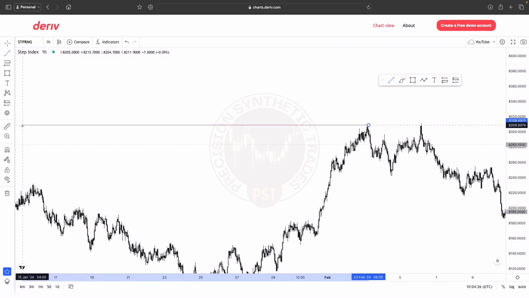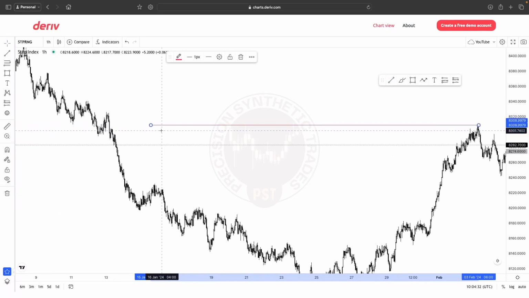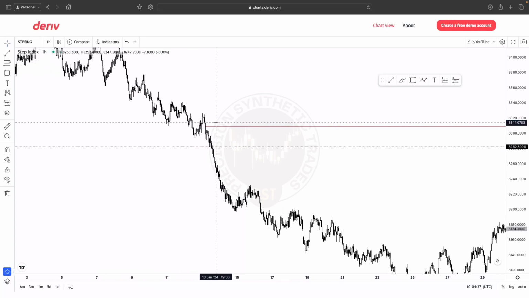Let's quickly drag our trend line and we move it to the side. Let's see what happened there. All right, let's quickly zoom in.